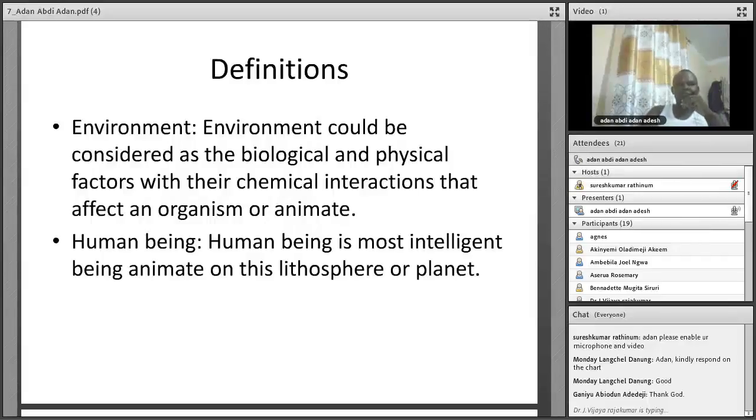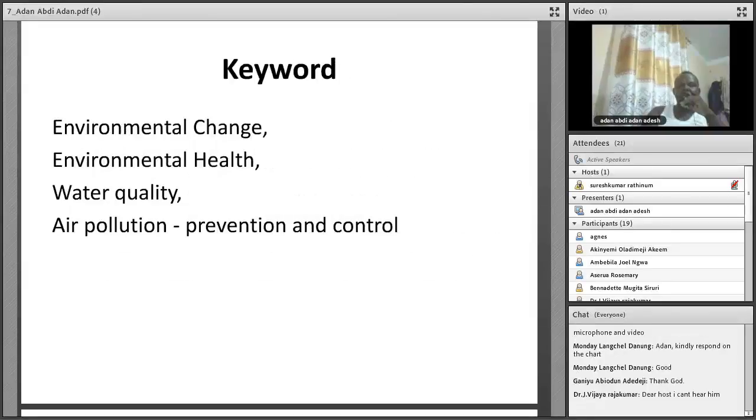Definition. Environment could be considered as biological and physical factors with their chemical interaction that affect organisms or animate beings, including human beings. Human beings are the most intelligent animate on this lithosphere or planet. So they can affect their environment by polluting air, land surface, water, and everywhere. Humans make more waste.